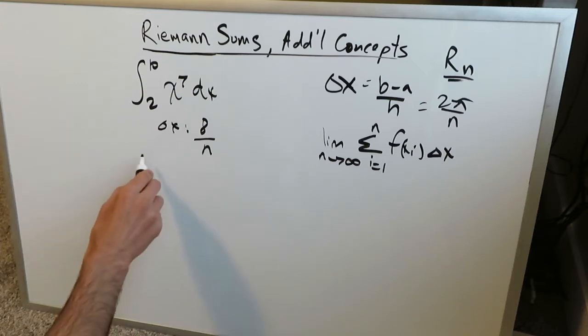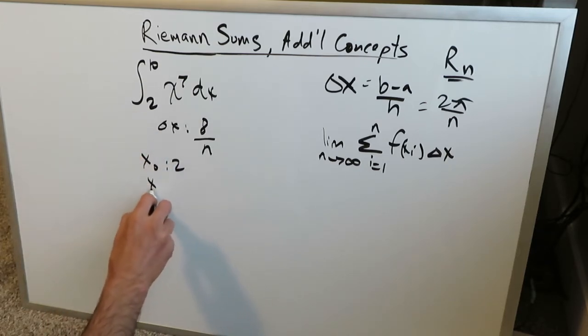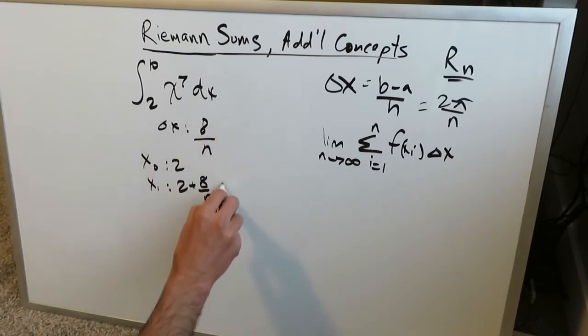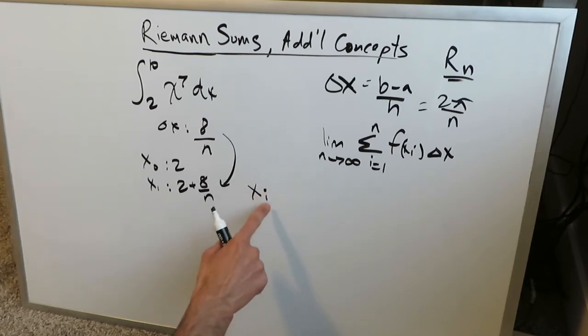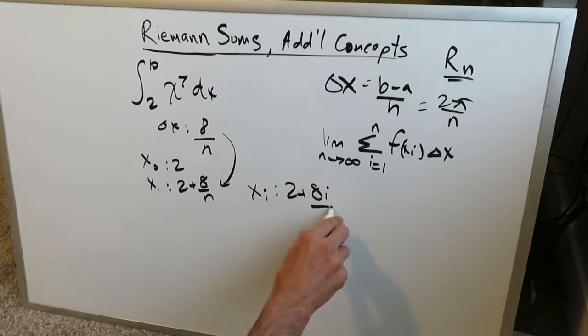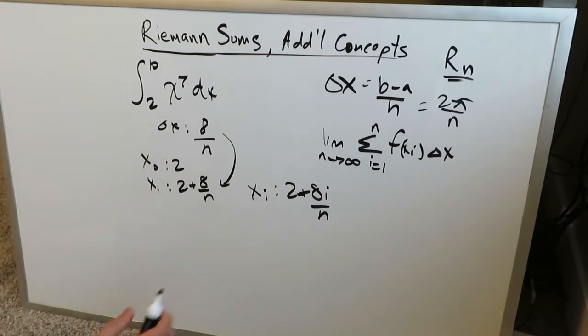That's your delta x. If your first point over here is going to be 2, each succeeding point will be 8 over n units away. You see this 8 over n units away? And any point that you're interested in, which is called the sample point xi, will be 2 plus 8i over n in terms of its distance away from the very first point, or in terms of its interval level that you're talking about.